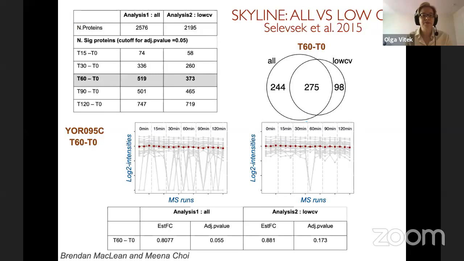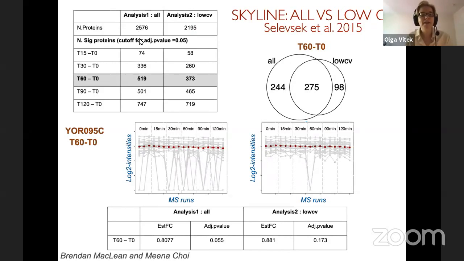So let's take a look. This is what happens when we analyze the data with Skyline with everything, and this is what happens when we analyze the data with low CV. Clearly, if we remove some of the fragments which have poor quantitative properties, we lose proteins. We lost 400 proteins here. And it may be thought of as a bad thing because we lost some proteins.